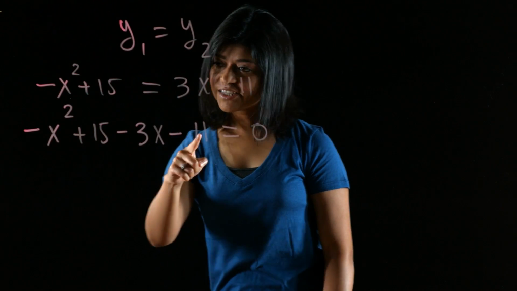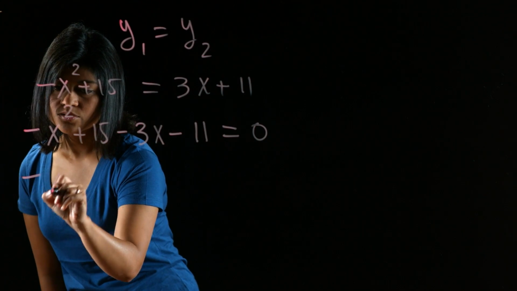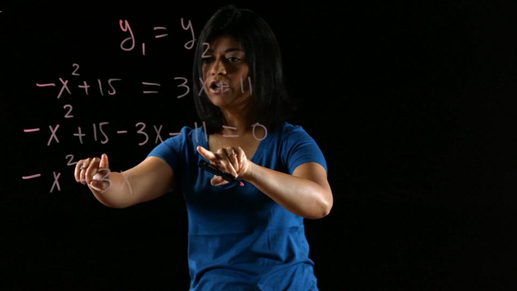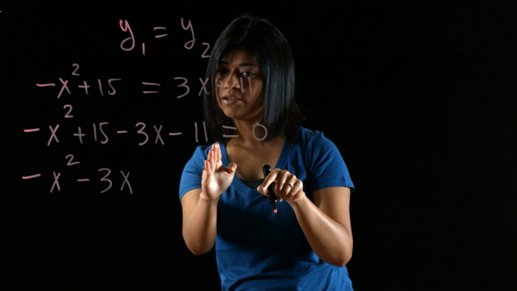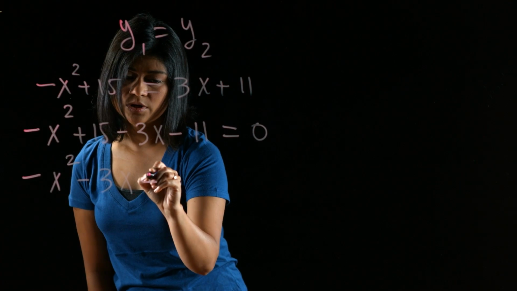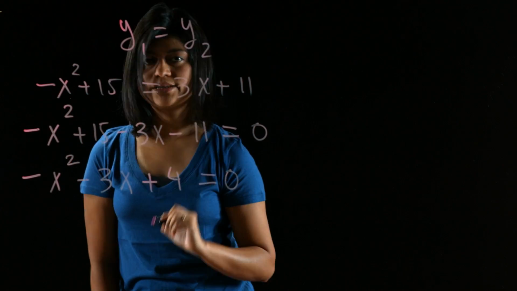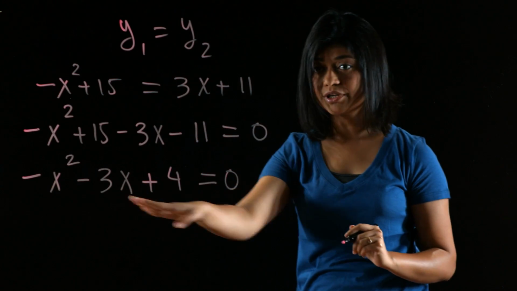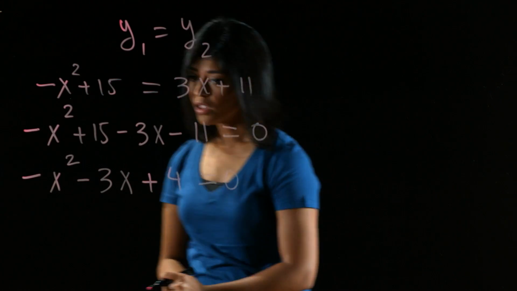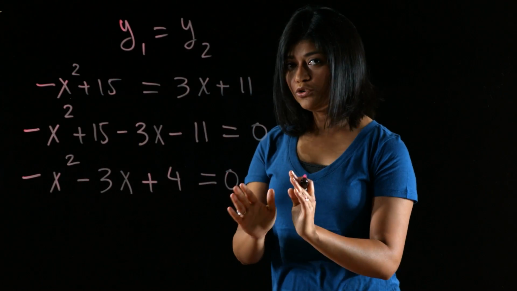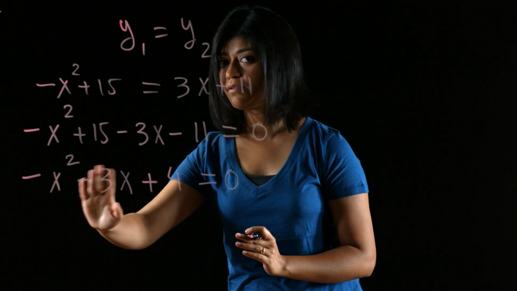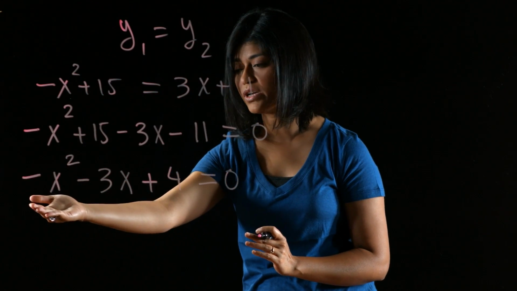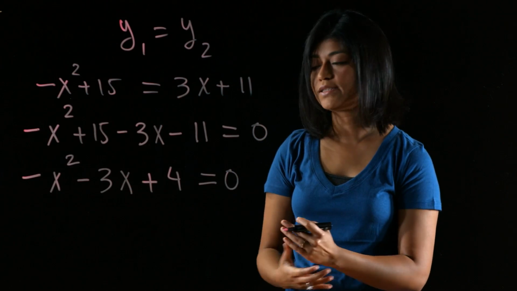Now let's simplify this expression if we can. So we have negative x squared, negative 3x, and the two constants can be combined together. 15 minus 11 is plus 4, and that is equal to 0. Now notice that this is a quadratic equation. We can factor, but before you factor, remember usually we make our x squared free of any sign, and now x squared has a negative sign. So let's make it positive so it will be easier to factor.